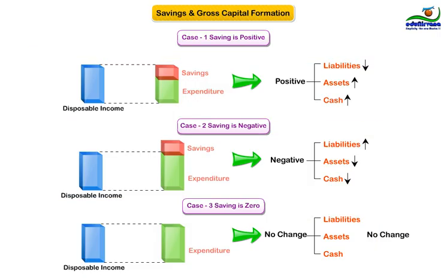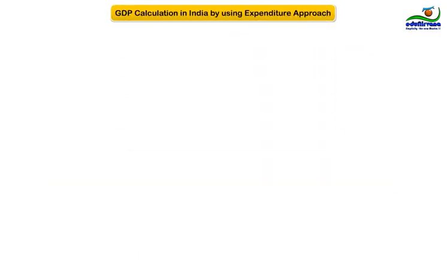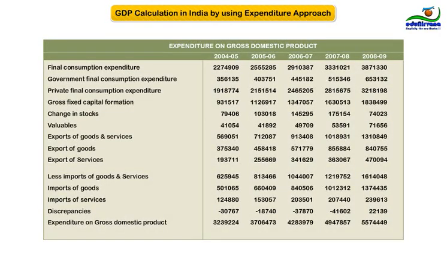Therefore, disposable income can be interpreted as the maximum amount that an institutional unit can afford to spend on final consumption goods and services in the accounting period without having to reduce its cash, liquidate other assets, or increase its liabilities. Let's now see the total expenditure in the economy for the last few years.